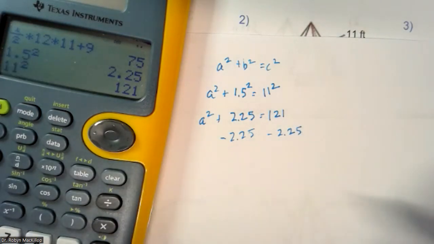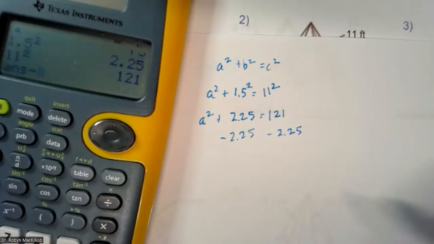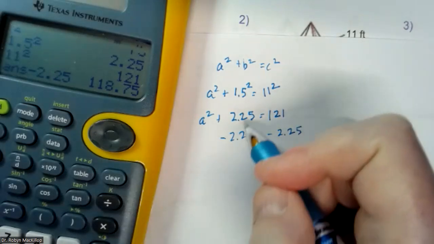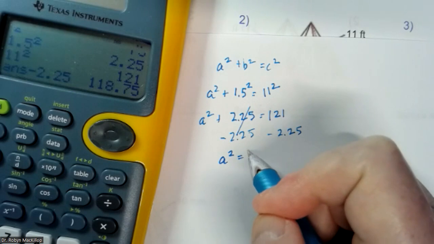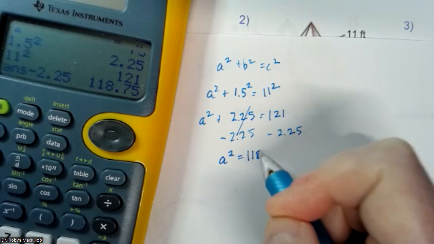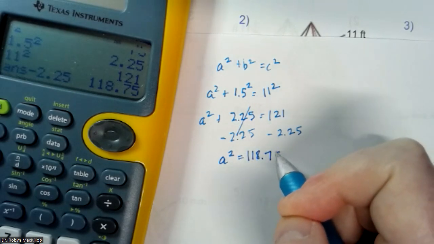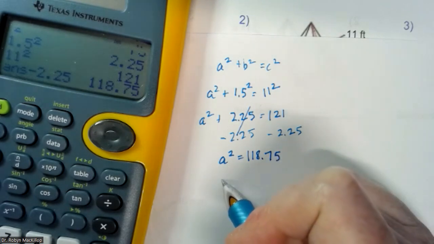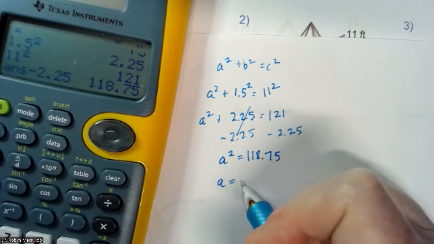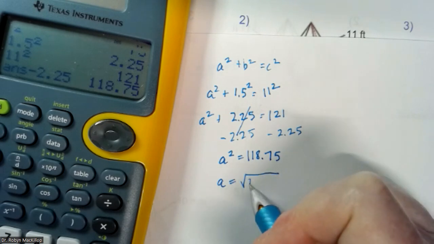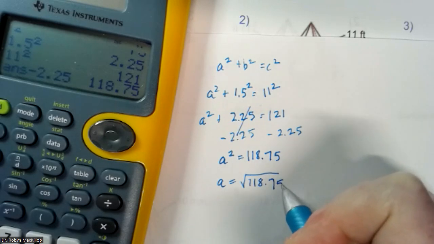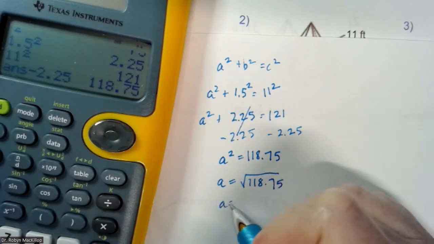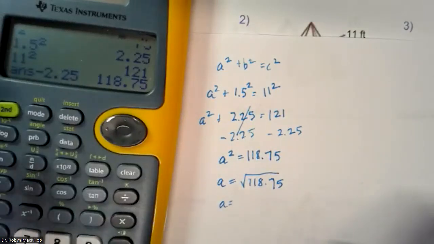And I'm going to use my calculator. I should be able to do that in my head, but I'm just not gonna. So this is gone. Leaves us a squared equals 118.75. We got to get rid of the square because we just want a. So a is going to equal square root. And we're going to let the calculator deal with that.